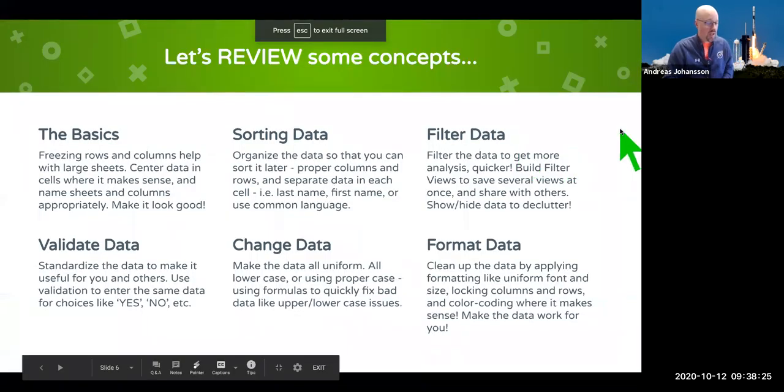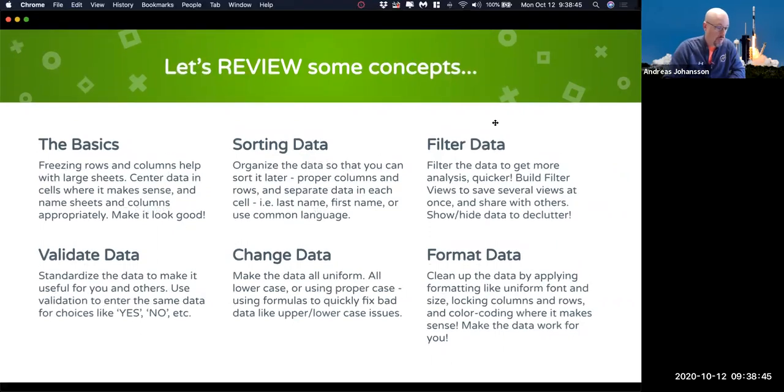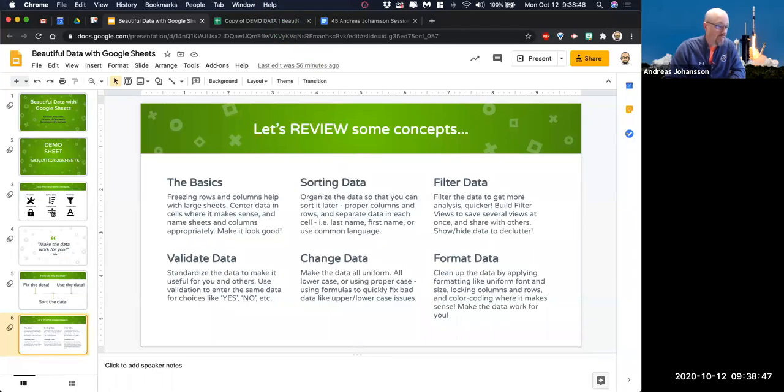So to review, we looked at the basics. We sorted some data. We filtered some data a couple times, validated data by kind of going in and making sure that it was actually the data that we wanted. We changed the data. Remember, we put the concatenate, put it together, we split them apart, and then we formatted, did some different things to make sure that it works for us.